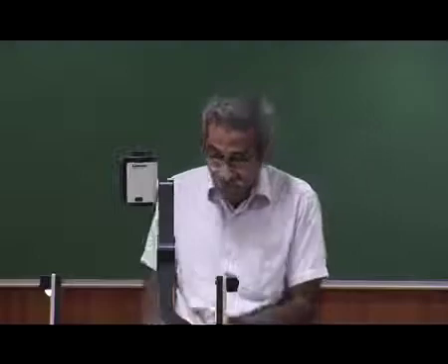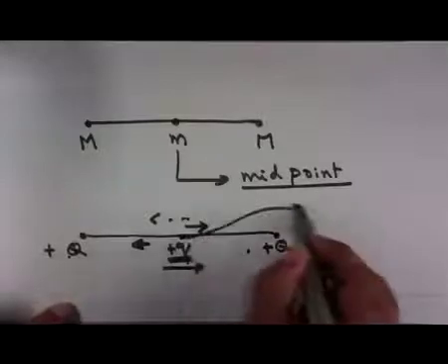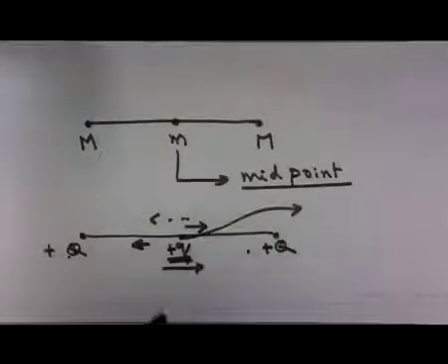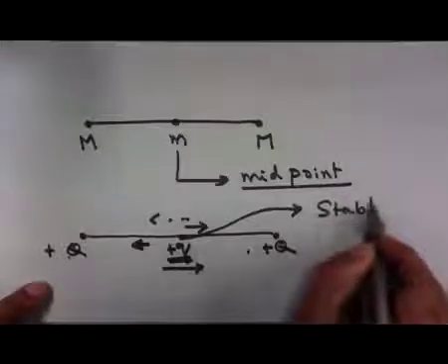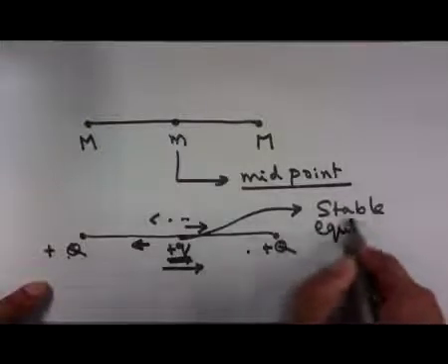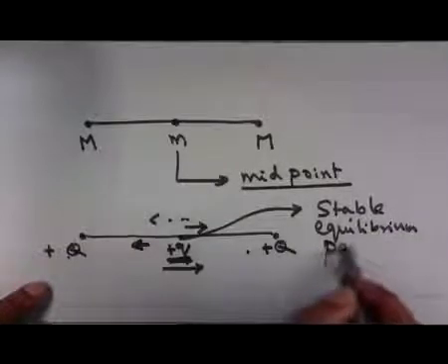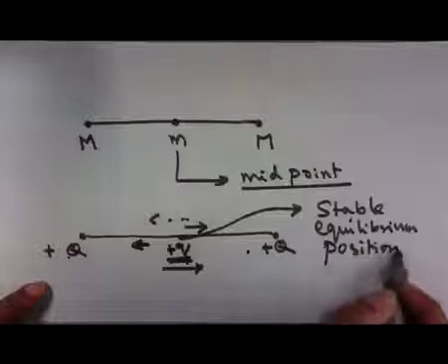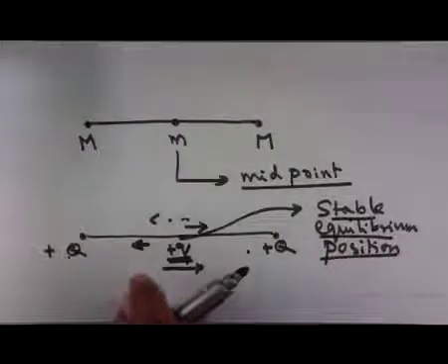So if the perturbations are small, it is going to execute a simple harmonic motion. That means we say that this middle point, where the total force is equal to 0, is a stable equilibrium position, as far as one-dimensional motion is concerned.